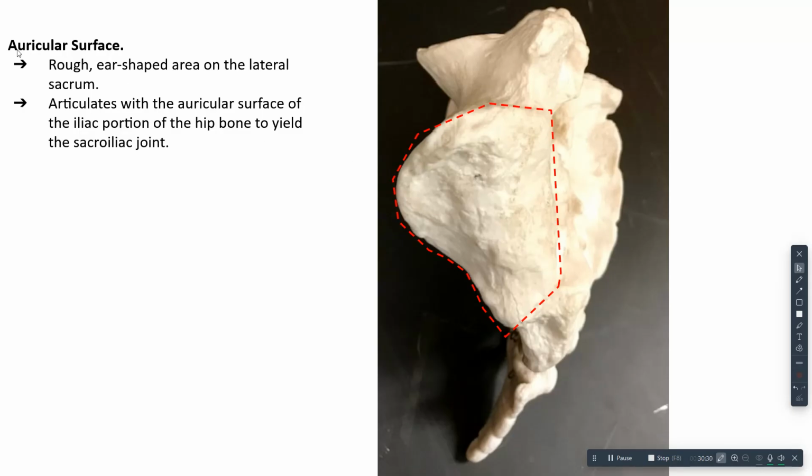This rough surface is called the auricular surface. The word auricular means ear-shaped or ear-like. And our hip bones have a corresponding auricular surface on this part of the hip bone called the iliac part. And we're creating a joint called the sacroiliac joint.